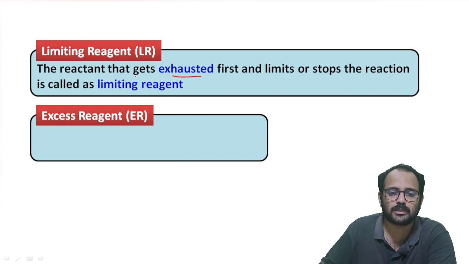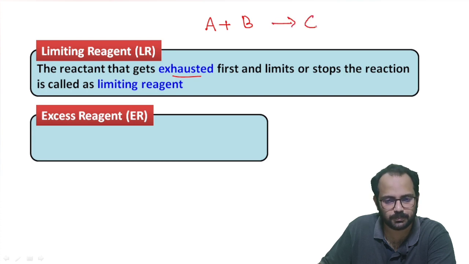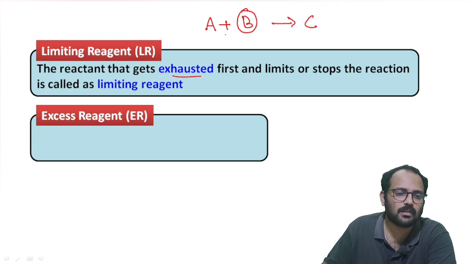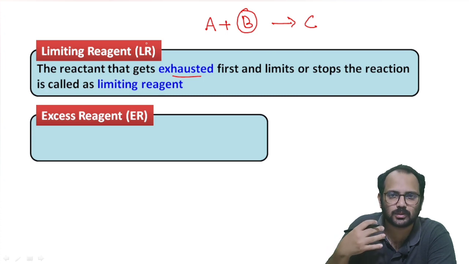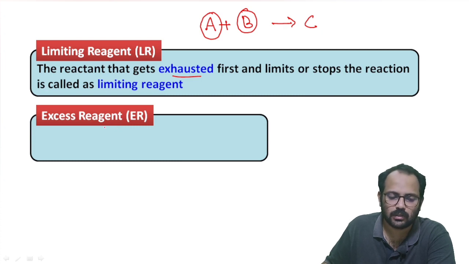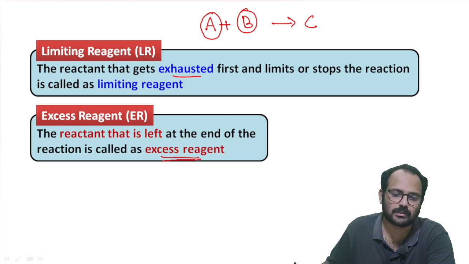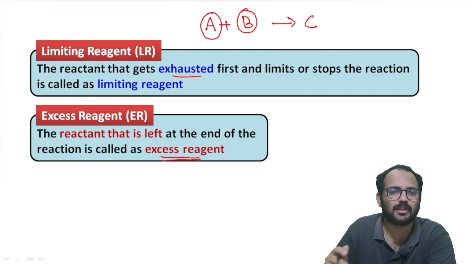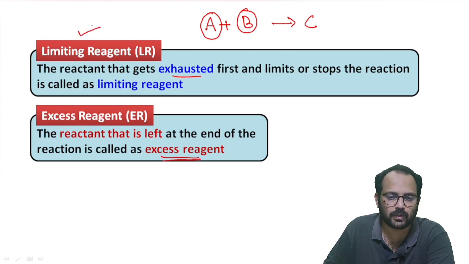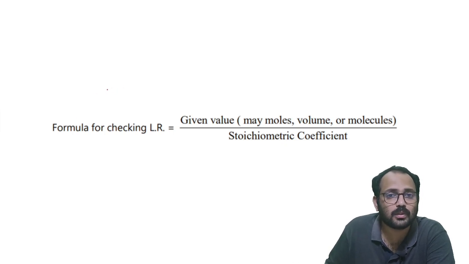Obviously, if a reaction happens, you will have two reactants. Let's say A and B are reacting to give you C. So if B is the limiting reagent which is getting exhausted first, then obviously A is going to be the excess reagent. The reagent or reactant that is left at the end of a reaction is called the excess reagent. So at the end of the reaction, if something is left, we'll call it excess. And if the reactant is fully consumed in a particular reaction, then that reactant is what we are calling the limiting reagent. Fine. So how are we going to find out the limiting reagent?